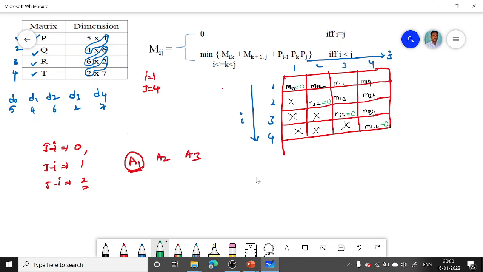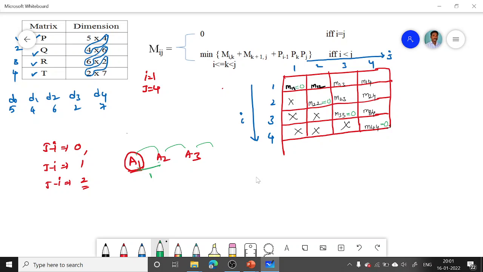Later we will go with difference 1. Difference 1 in the sense first row, nothing but 1 2, 2 3, 3 4. Nothing but 1 and 2 multiply, then 2 and 3 multiply, then 3 and 4 multiply and so on. Nothing but the difference 1, only 1, J and I. So whenever you want to find M12 value according to the recursive equation, now you will apply.